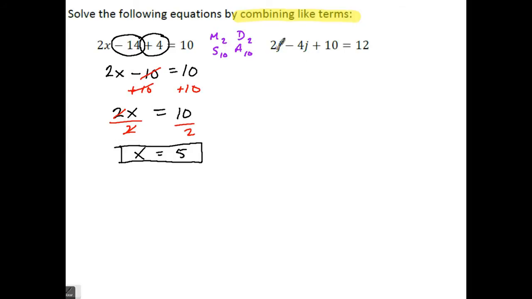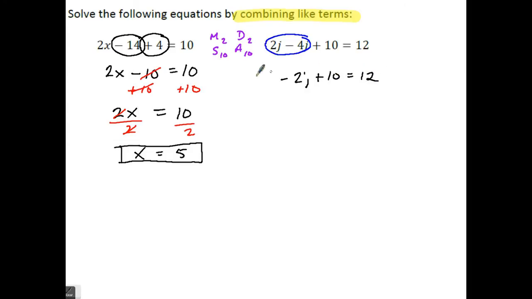2j minus 4j plus 10 equals 12. So what can we combine? We can combine the j's. So we're going to go ahead and combine the values of 2j minus 4j. 2j minus 4j is going to give us negative 2j. We bring down the 10, and that's going to give us 12.